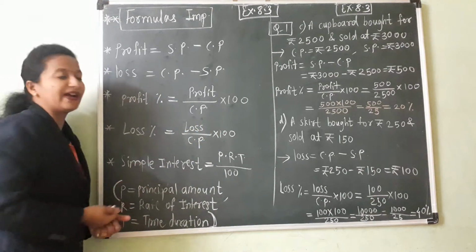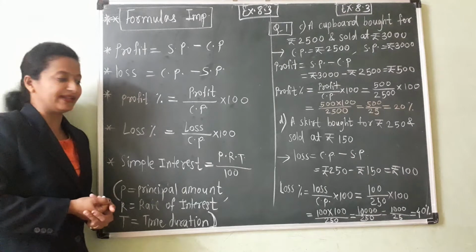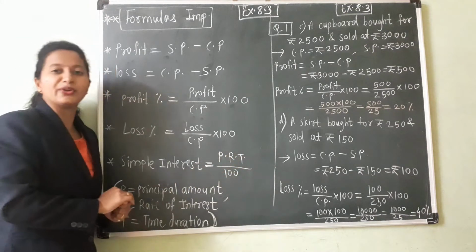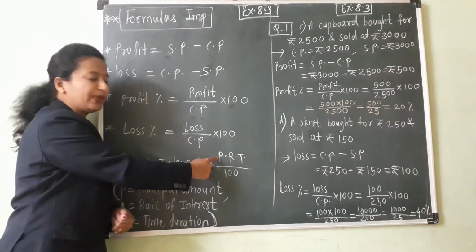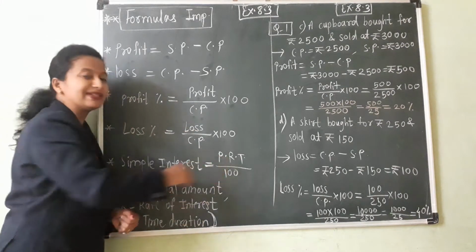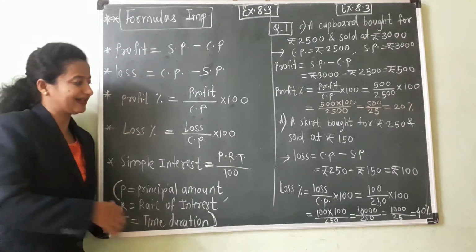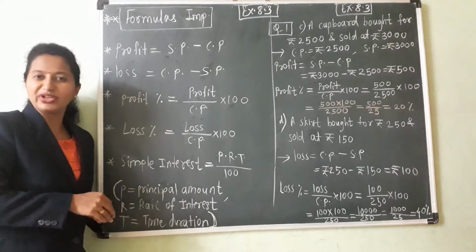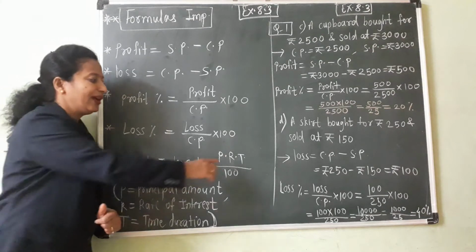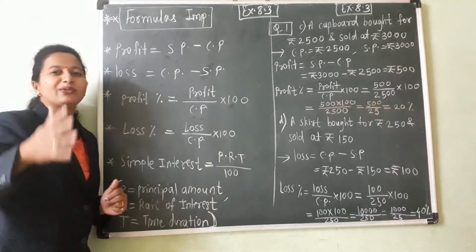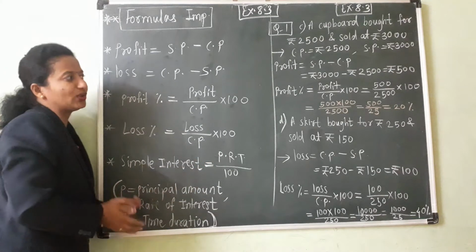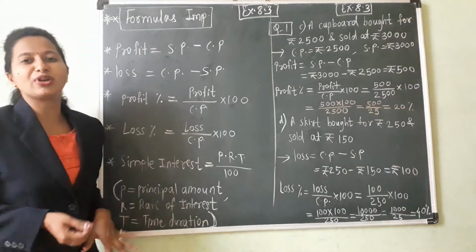Now how to calculate simple interest? Simple formula, just remember PRT upon 100. P means principal amount, the actual amount. R means rate of interest, like 10%, 12%, whatever. T means time duration, for 1 year, 6 months, 2 years, 10 years, like that. So this is written over here, and you have to write all these formulas as they are.